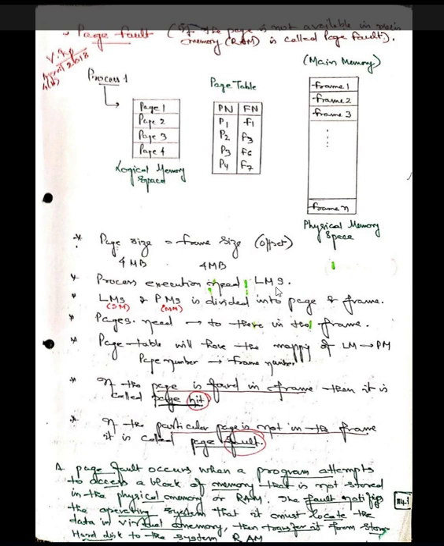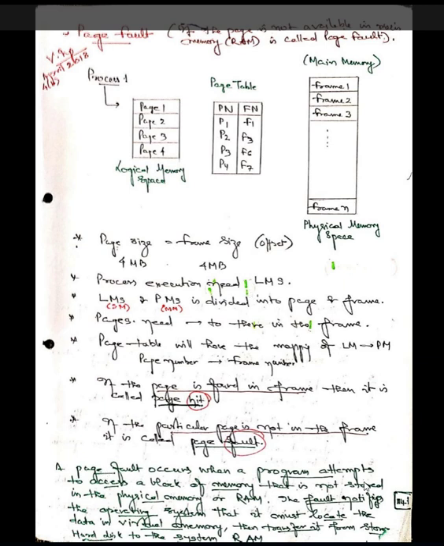Process execution needs logical memory space. Logical memory space and physical memory space are divided into pages and frames. The number of pages and the number of frames may vary, but the size or offset we keep the same. The page table has a mapping from the logical memory to the physical memory: the page number maps to the frame number. If the page is found in the frame, it is called a hit, and if the page is not there, it is called a fault. So there is a hit and there is a fault.